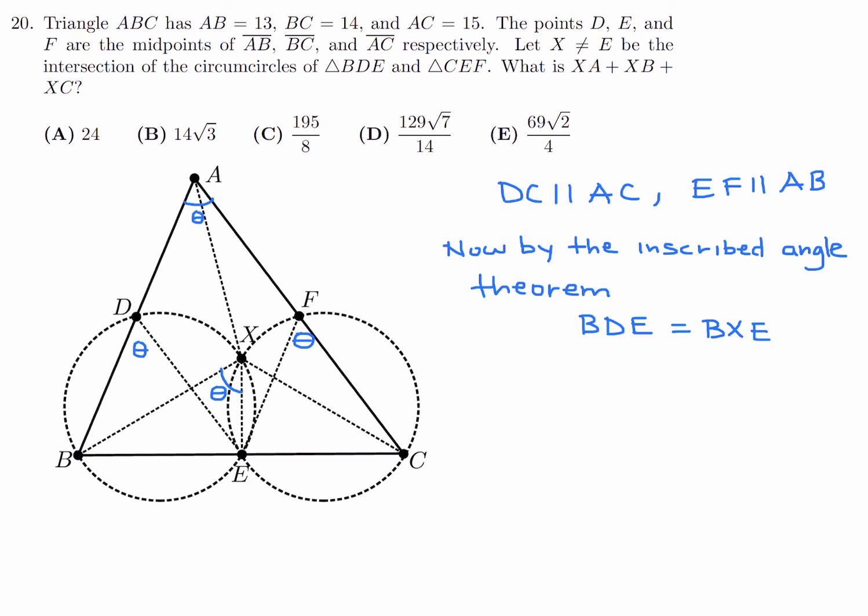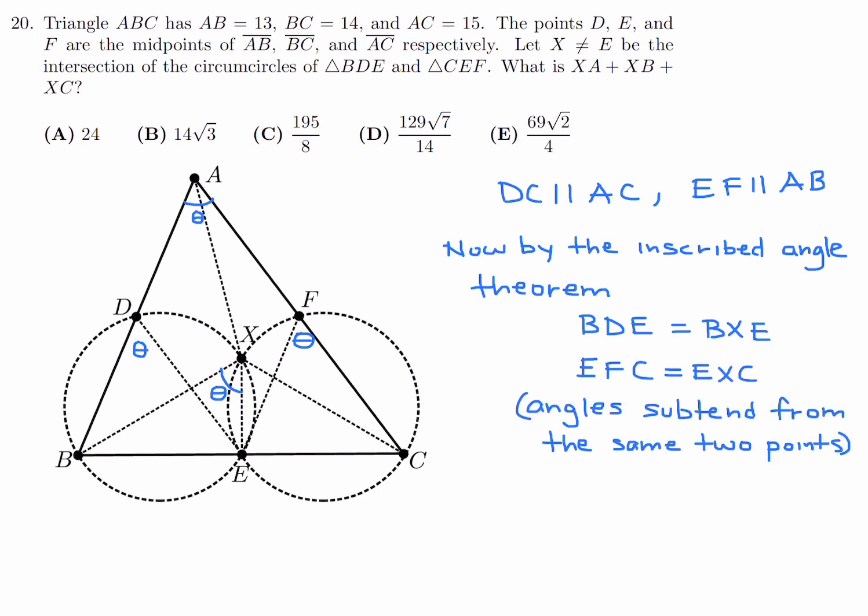And in a very similar way, EFC is equal to EXC. So EFC, which is right here, it subtends from E and C, and then EXC subtends also from E and C, and also meets the circle, as you can see, that dashed circle. So that means this angle is also theta.